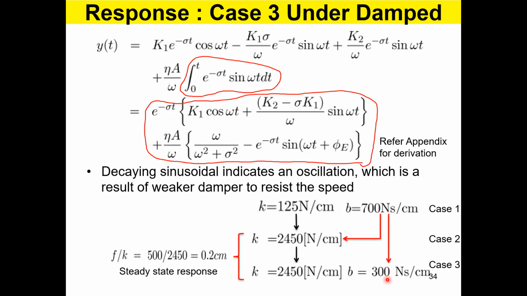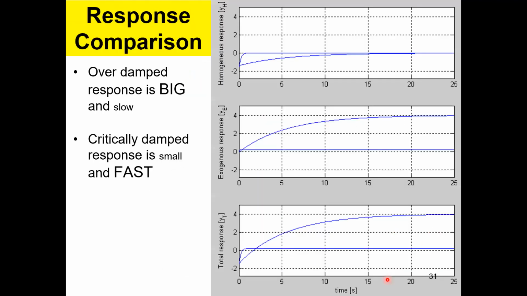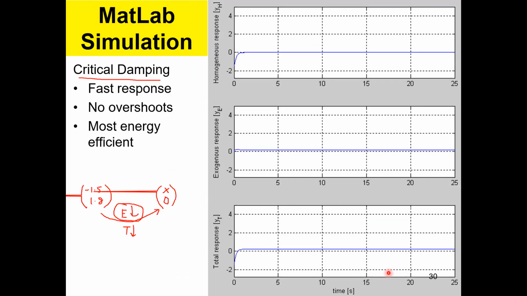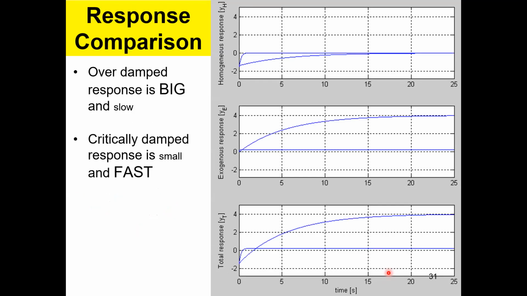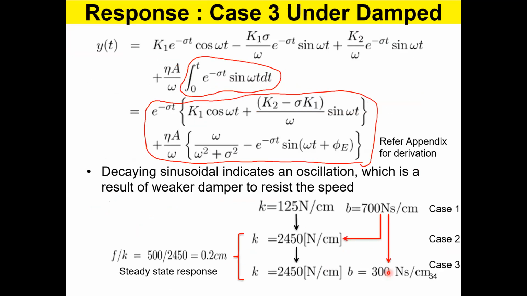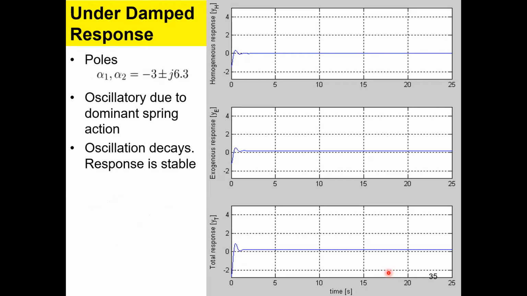So which means you are going to get the same steady state as you got earlier, which is this one, because you have the same spring. So eventually the deflection would be only 2 millimeters. Now when you simulate, you get something like this. The poles are at -3 plus or minus j6.3. They're different. -3 plus or minus j6.3.